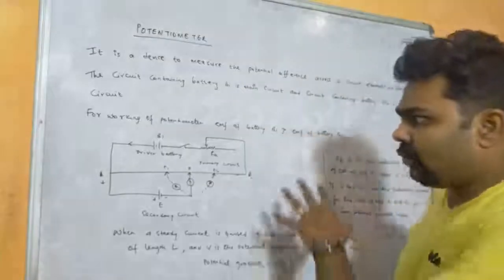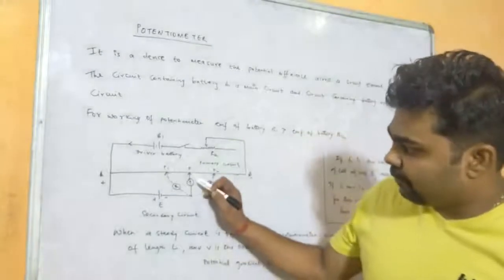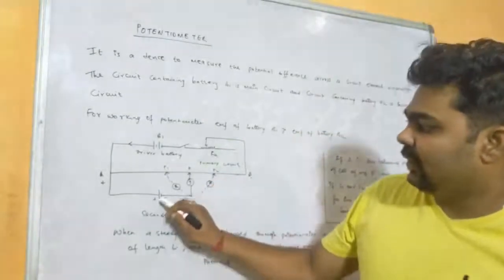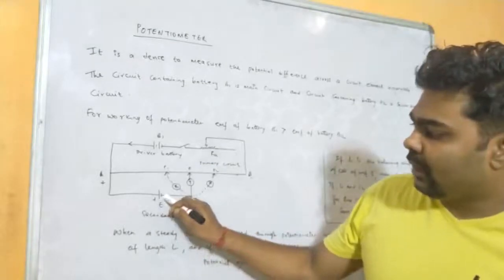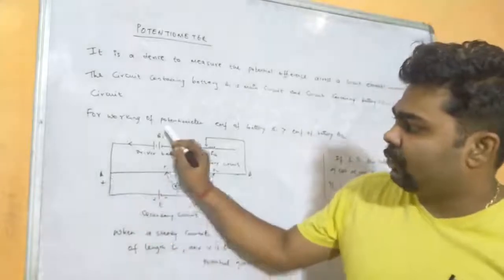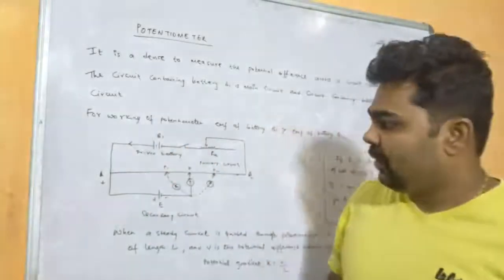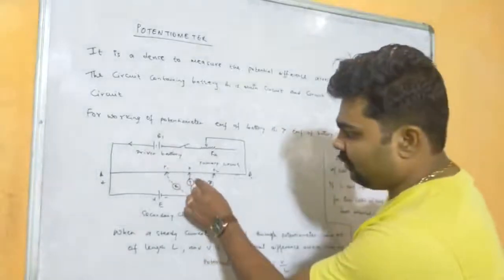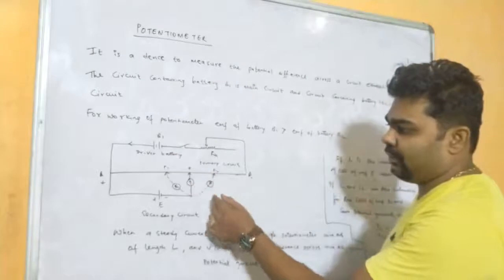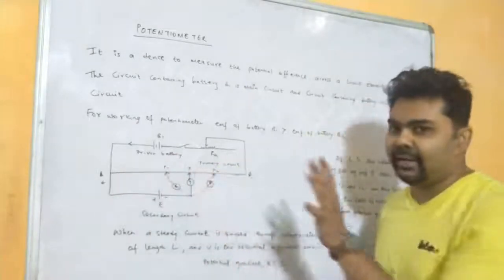Now you see, how does this work? First of all, the negative of a jockey is connected with the negative terminal of the battery, and all the positive terminals are connected to point A. The driving circuit, driver battery, is also connected to point A. Now the jockey is the potential divider, an instrument which is used to divide the potential. When we slide from A to B, at a certain point we will get the balancing point.